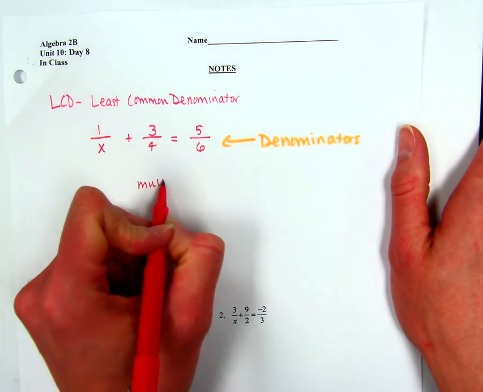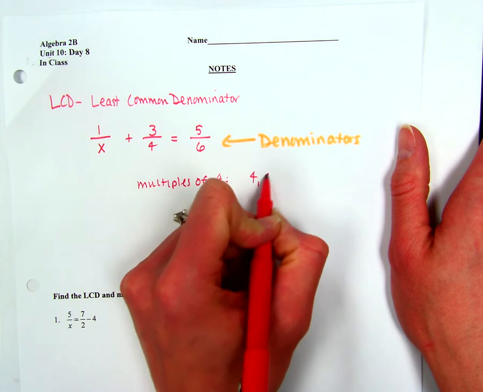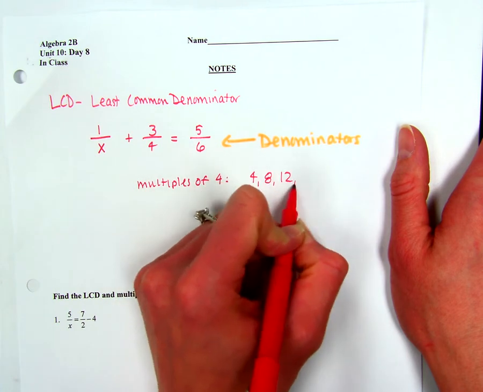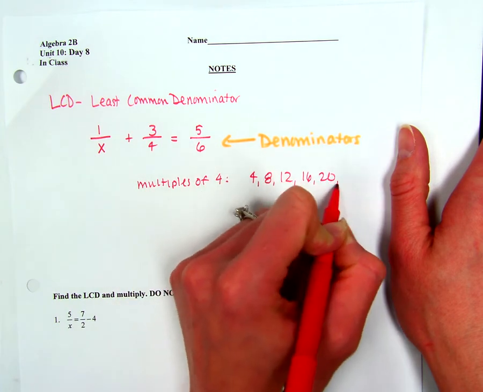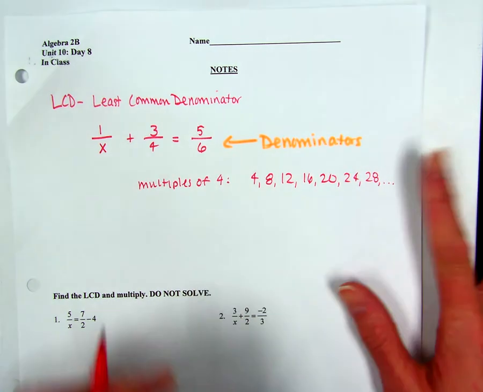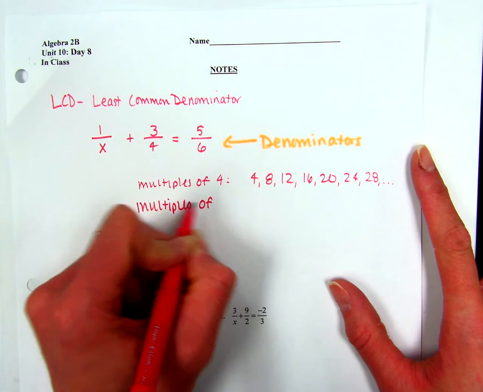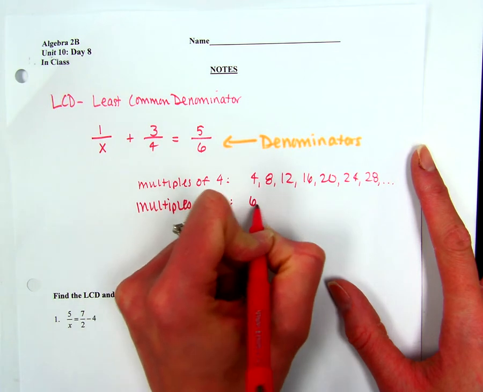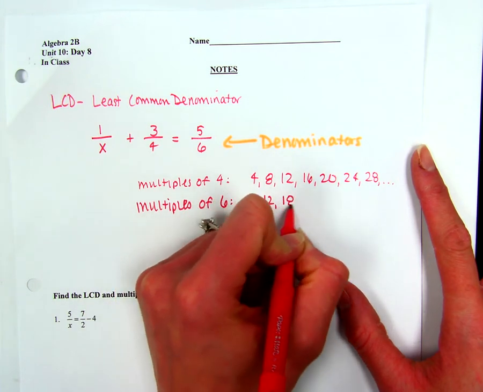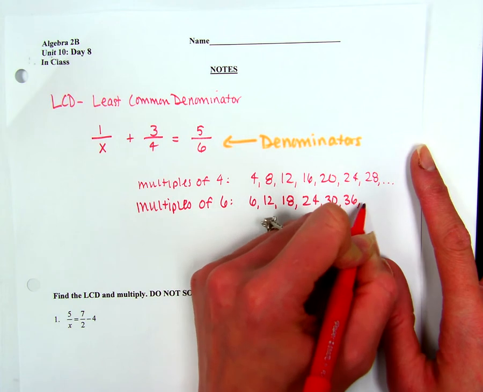So if I list my multiples of 4, I would say I have 4, 8, 12, 16, 20, 24, 28, and so on. I can go on forever. Multiples of 6 would be 6, 12, 18, 24, 30, 36, and so on.